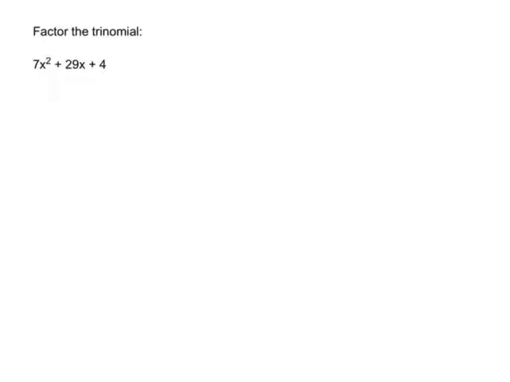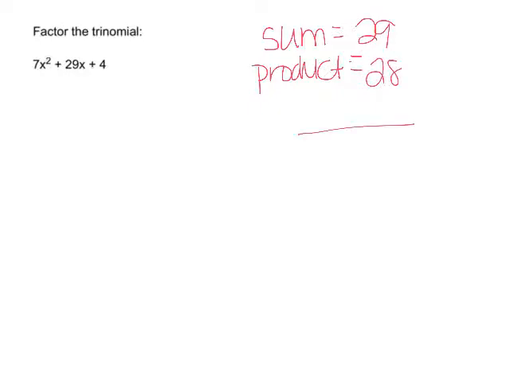So let's go ahead and factor this trinomial. I'm looking for something with a sum of what b is, and b would be 29. And I need the product of a and c, and a is 7 and c is 4, so I need the product of 28. If I make my t-chart with my factors and my sums, the factors of 28 are 1 and 28, which gives me the sum of 29.